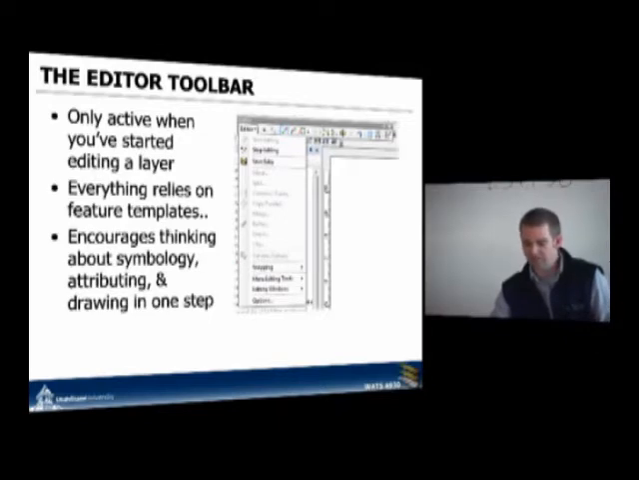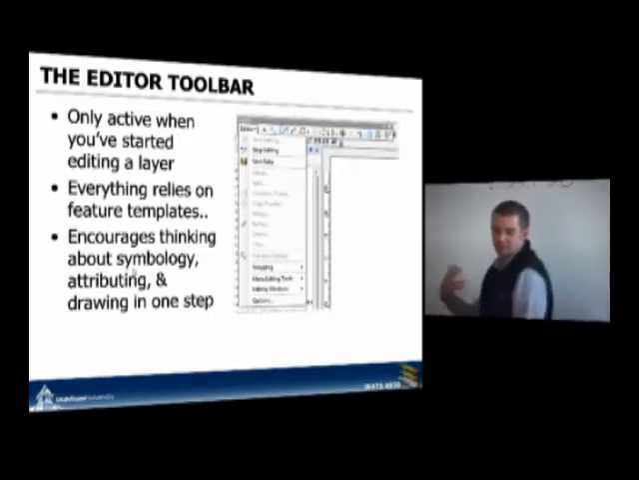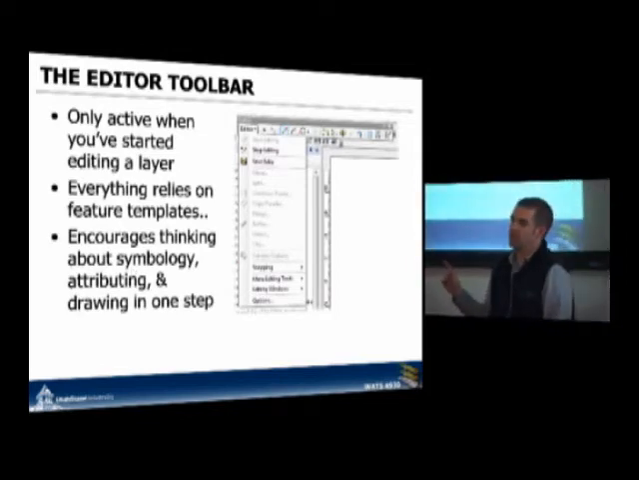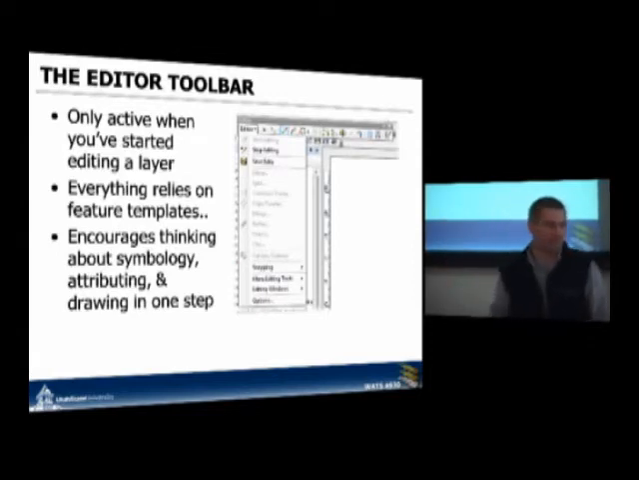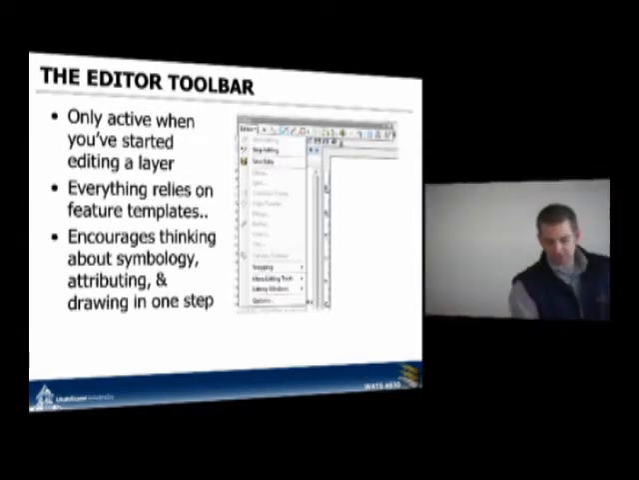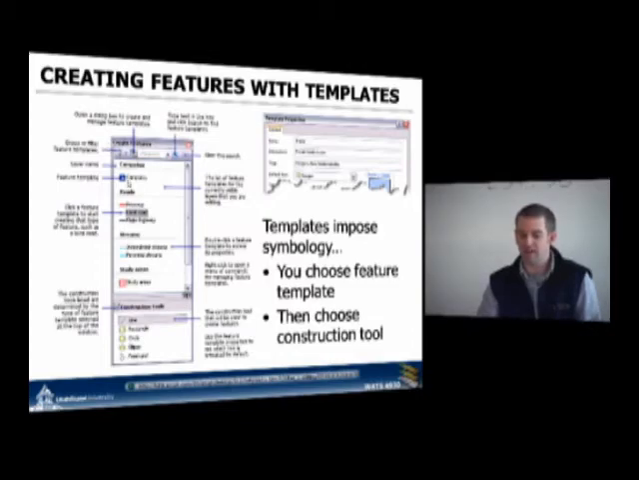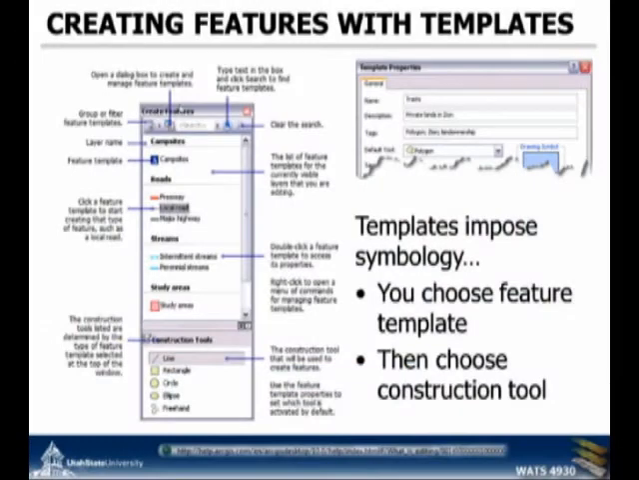What feature templates do is they encourage you to think about symbology, attributing, and drawing in just one step, as opposed to just focusing on drawing where the points are or where the polylines or the polygons are. What these feature templates encourage you to do is take all of that into account. And so you'll notice when you start an edit session, this annoying little create features box comes up. And sometimes when that comes up, the layer that you said you wanted to edit doesn't show up there.